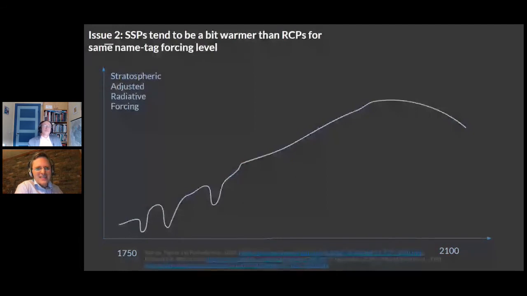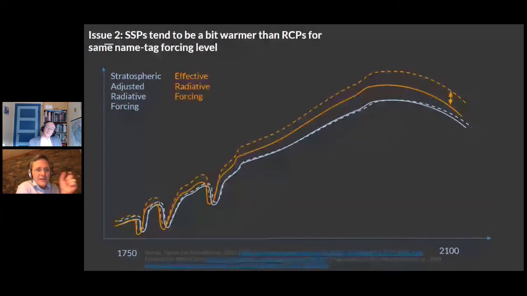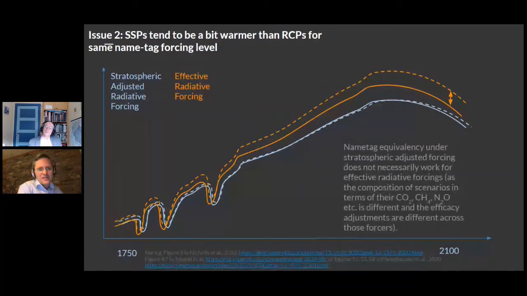So here, issue 2, the SSPs tend to be a bit warmer than the RCPs for the same name tag. If we had, for the stratospheric adjusted radiative forcing, RCP 8.5 and SSP 585, then they were very, very close. However, if we go to the effective radiative forcing, which is the forcing definition used in AR6, then, next click, they suddenly start to differ. That's simply because the efficacy adjustments of CO2, methane, nitrous oxide, and the other driving forces are different, and the composition of RCP 8.5 and SSP 8.5 in the background are just different. In the SSP, CO2 is somewhat higher, methane somewhat lower, etc. And so what was equivalent before in the stratospheric adjusted radiative forcing is not anymore.